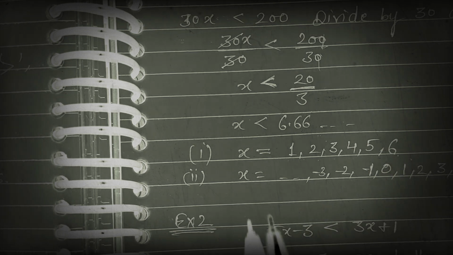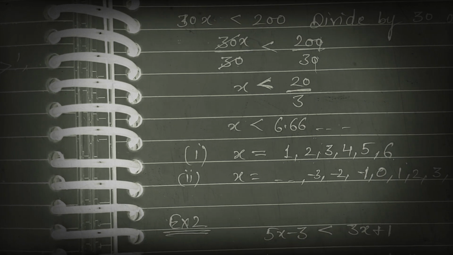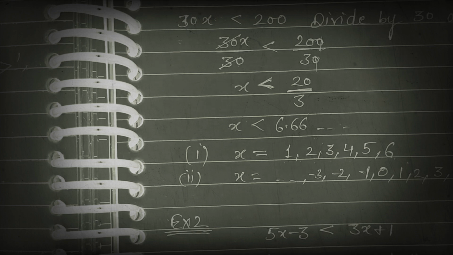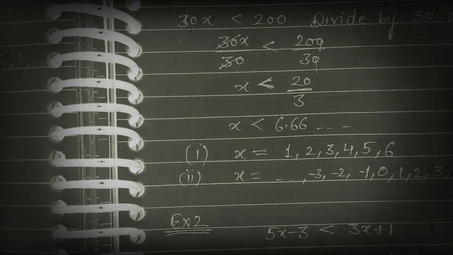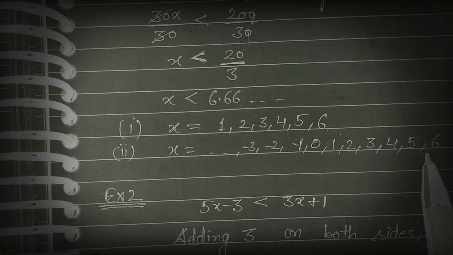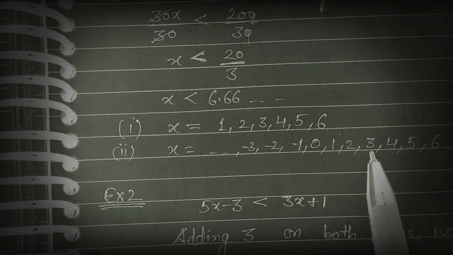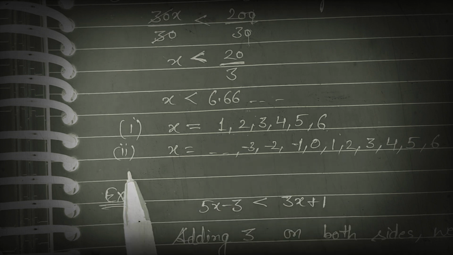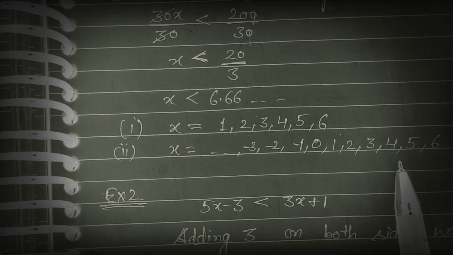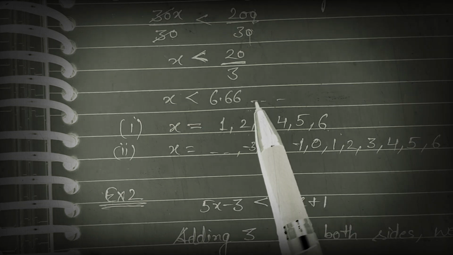Now second part, x is an integer. Integer means positive and negative integers both. So its value is less than 6.6. So the highest value we can take is 6, and before that we can take 5, 4, 3, 2, 1, 0, -1, -2, -3 and so on. So these are integers less than 6.66.